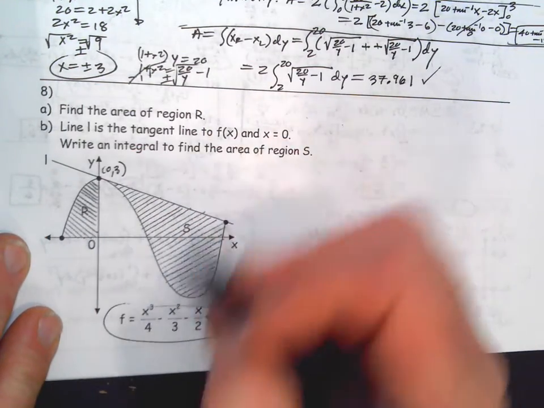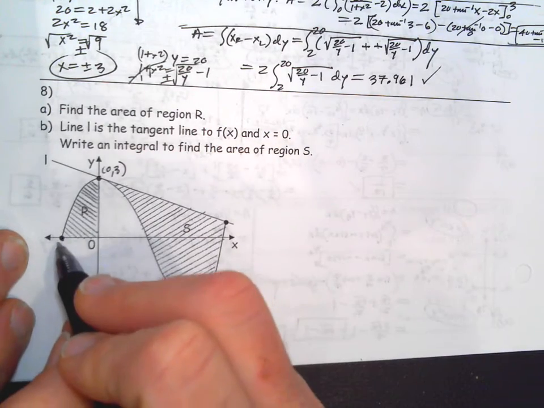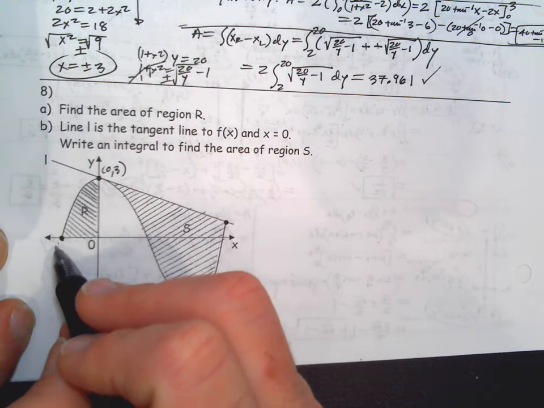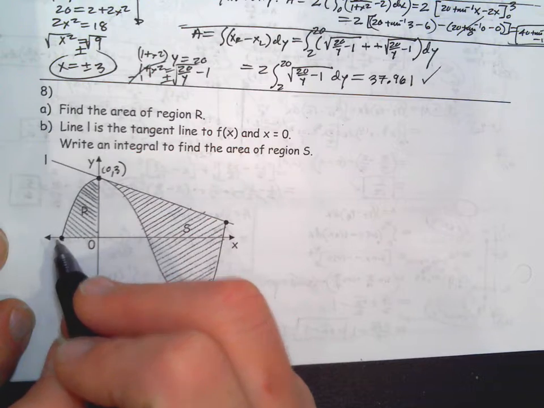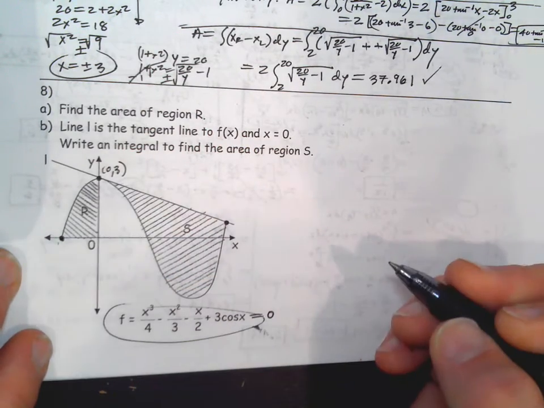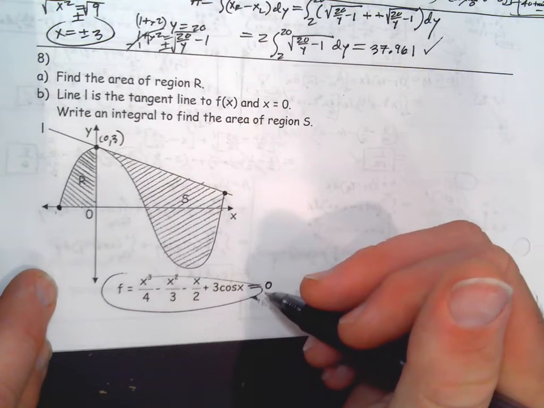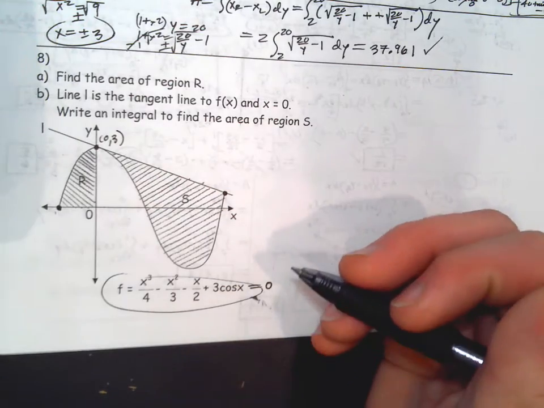R is just the area under this curve from whatever this point is to whatever that point is. This is the x-intercept. That's going to be one of our limits. So we got to figure out what that x-intercept is. Now, can we do that by hand? Can we set this equal to 0? Set y equal to 0 and solve this by hand? I don't think so. So that's one thing we're going to need our calculator for.